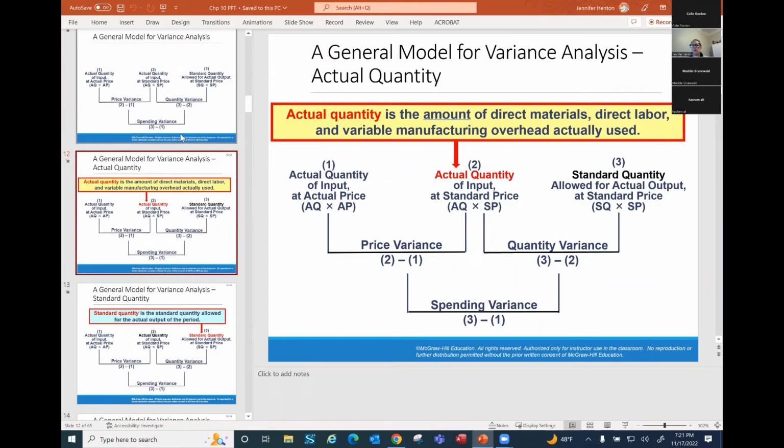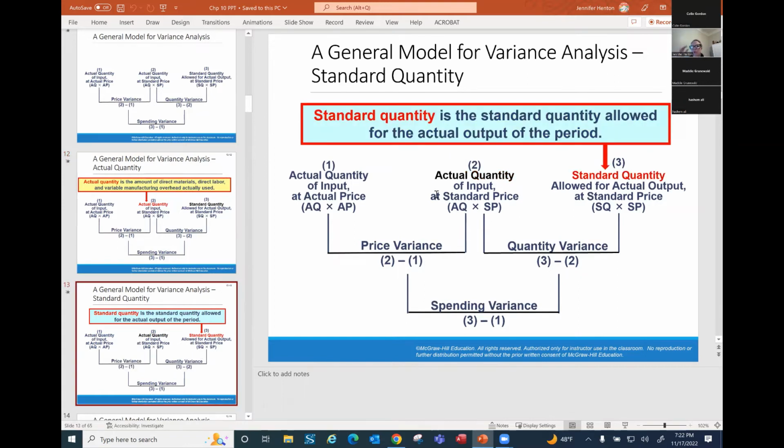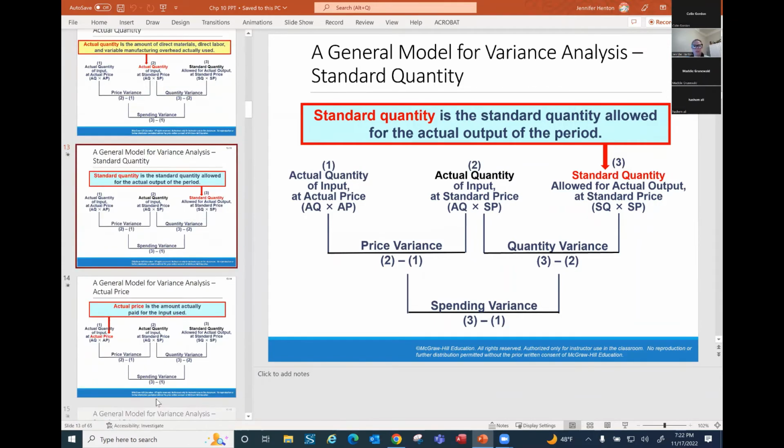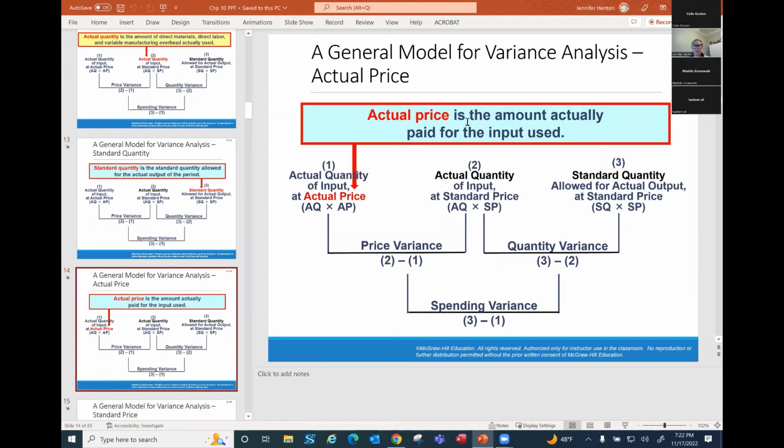So we have the actual quantities, the amount of direct materials, direct labor, and variable manufacturing overhead actually used. And then we have our standard quantity over here, which is our standard quantity allowed for the actual output of the period. And then we have our actual price, which is the amount that we actually paid for the input.